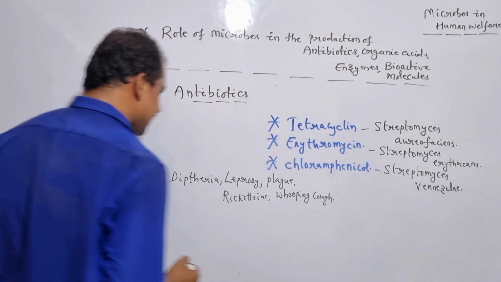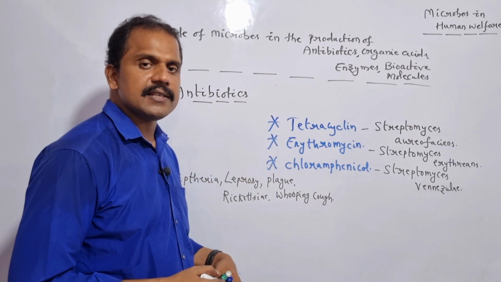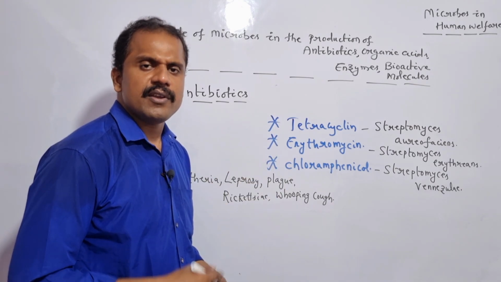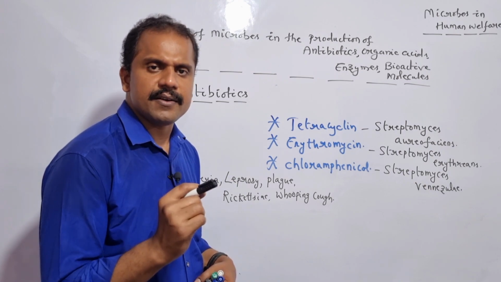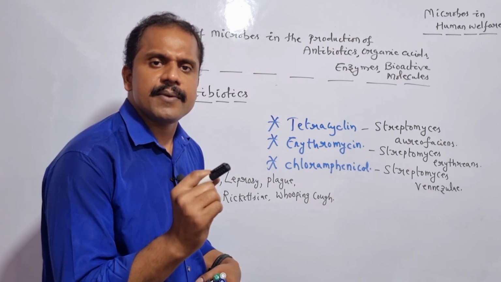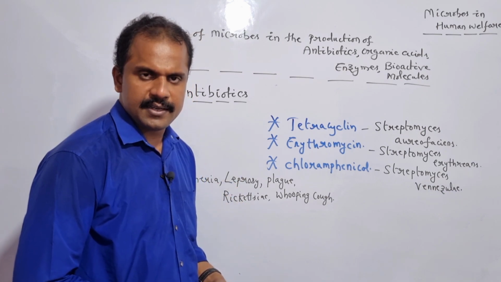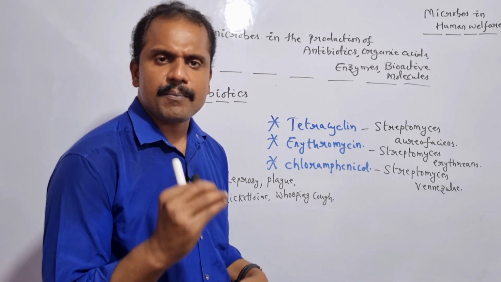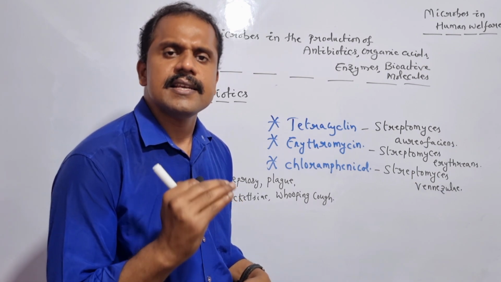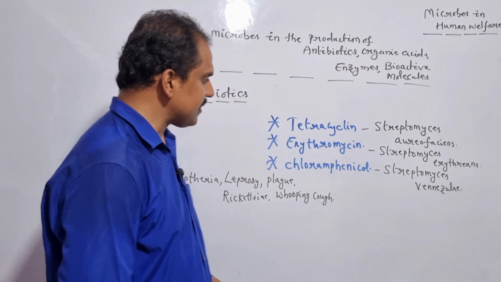So here all these are the common diseases which can be successfully cured by taking the advantage of all these antibiotics. Today we cannot imagine our life without the assistance of antibiotics. Usage of antibiotics has become a part of everyday life. Is it clear? Then after we will be studying the role of microbes in the production of organic acids, enzymes and as well as bioactive molecules. So let me arrange the things here.